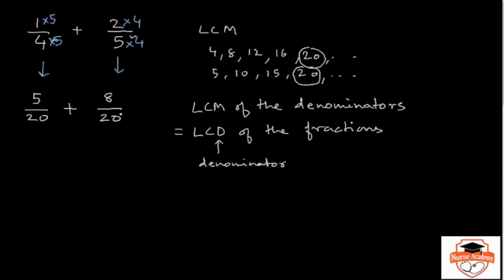Add them up. Now you know what to do. They are on the same denominators. Therefore, the answer is going to be 5 plus 8 all over 20, which is 13 over 20. Therefore, 1/4 plus 2/5 is 13/20. It looks a little odd with fractions, I know. 1 plus 2 is nowhere near to 13, nor does 4 and 5 add up to give you 20. But that's how it is with fractions.